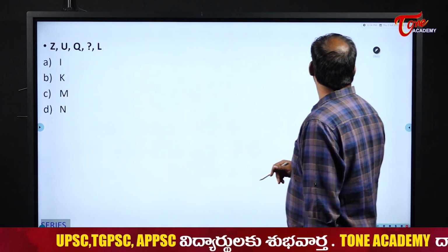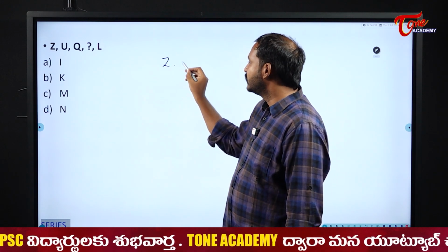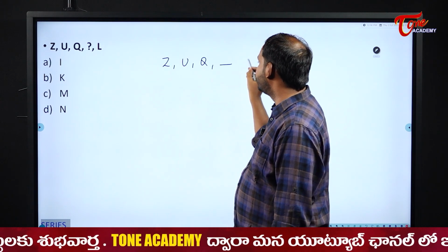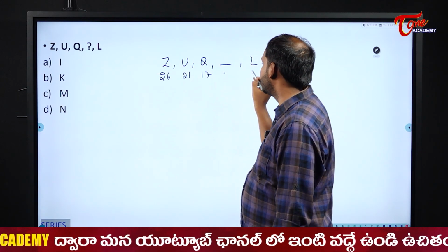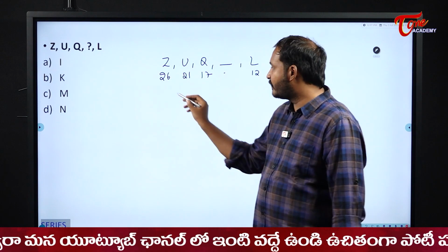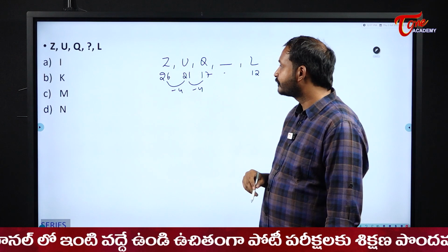Z, U, Q, empty space and L. So Z is 26, U is 21, Q is 17 and L is the 12th one. Now what is happening from here to here? Minus 4. From here to here minus 4.